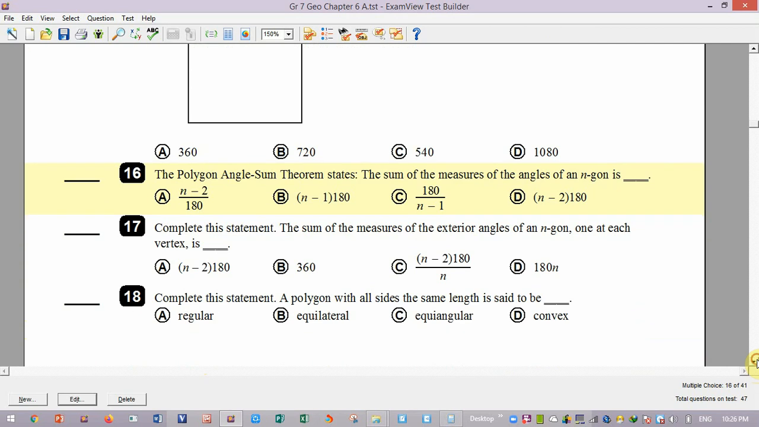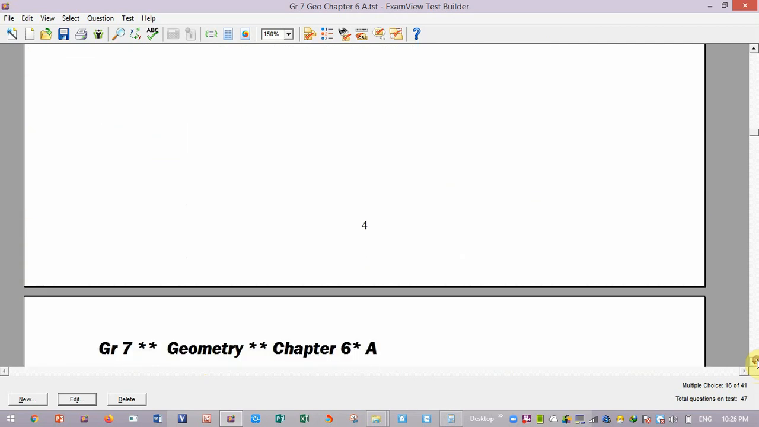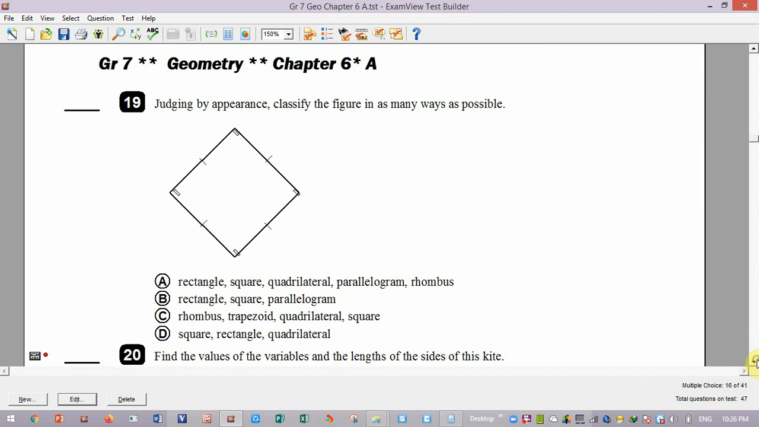Go to number 19. We skipped some of them. What about this shape? We have 4 equal sides and 4 right angles. Square is a rectangle. Square is a rhombus. Square is a parallelogram. Then rectangle, yes. Square, yes. Quadrilateral, 4 sides, yes. Parallelogram, yes. Rhombus, okay. Then square is all of these.